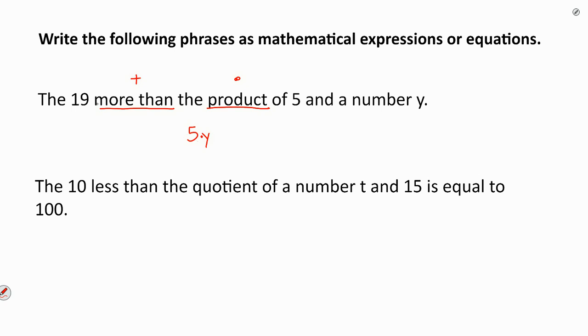Now if I'm doing 19 more than that, well, if I want to show more, I'm just going to add 19. So let's think about it numerically for a second. What is 19 more than 5? Well, if I add 19 to 5, it's 24, which is what I want. It's 19 more. So that's what I come up with, 5y plus 19. So it's more than the product.